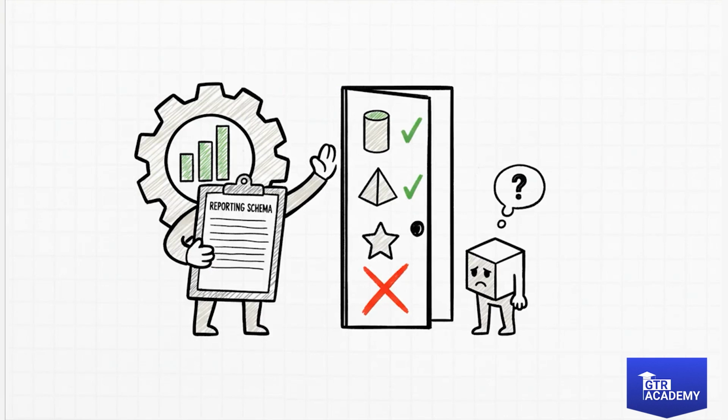And this is the first crucial step. You've got to go into the admin center and add your shiny new object to something called the reporting schema. You can think of the schema as a kind of VIP list. If your object's name isn't on that list, the reporting bouncer is just going to ignore it, no matter how much important data it's holding.